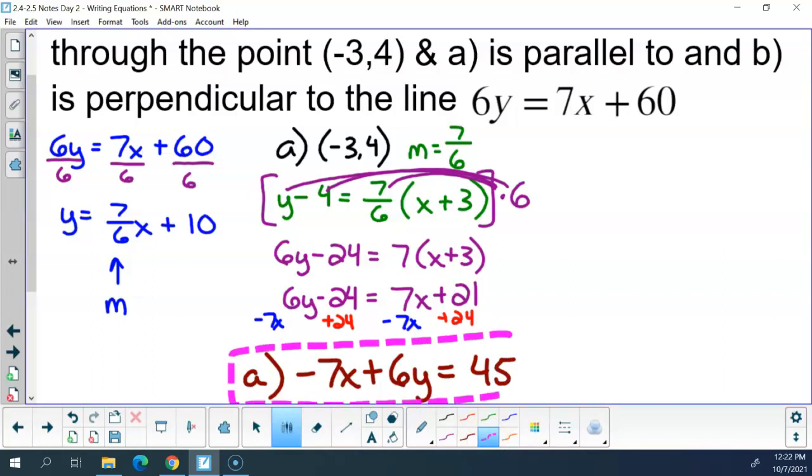Since they're both positive and we're adding, we'll probably just add them. Okay? Now we got to go on to part B.